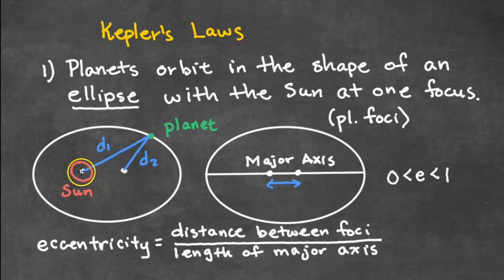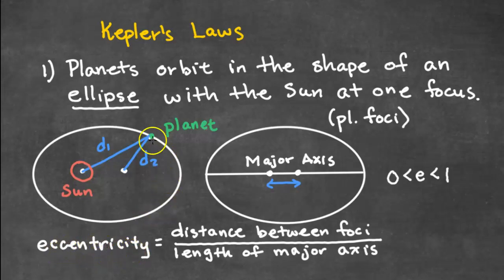The distance from one focus to the planet to the other focus is constant. So d1 plus d2 is constant as you go around the ellipse. Also, at one focus point, you have the sun. The sun is located at one focus point, and we can measure how eccentric or how ovalish this shape is, and we call that eccentricity.